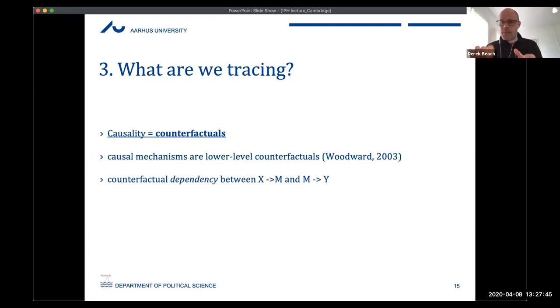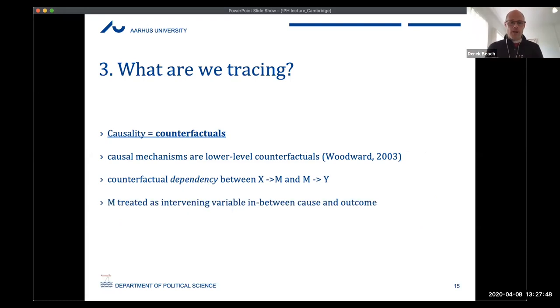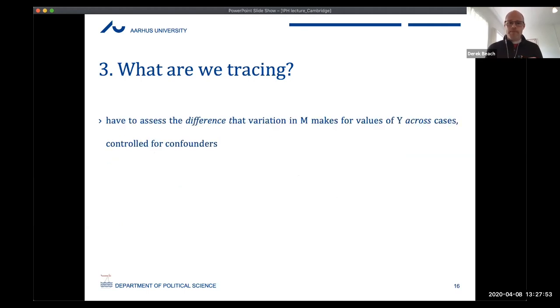So X to the M, and then the mechanism to the outcome. And then the M is some kind of intervening variable in between. If you're using this kind of understanding of causation and of mechanisms, then the epistemological implication is that you need to assess empirically the difference that variation of your mechanism makes for values of Y across cases, controlling for confounders. So this could be a mediation analysis, large N, ideally using experimental manipulation.